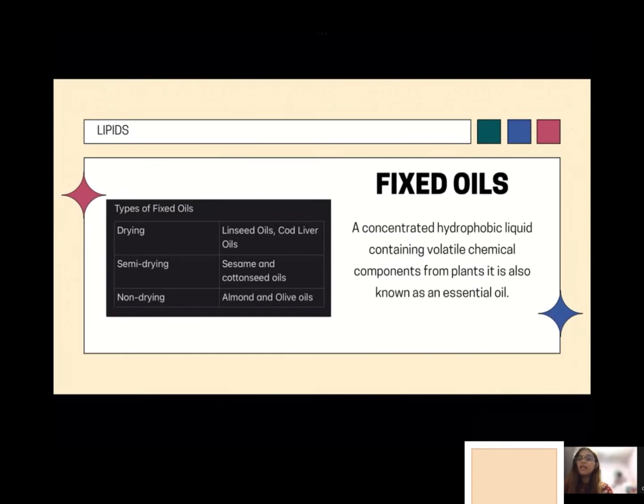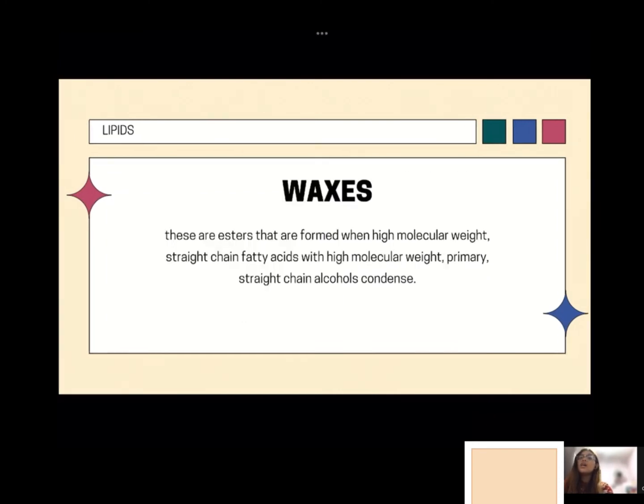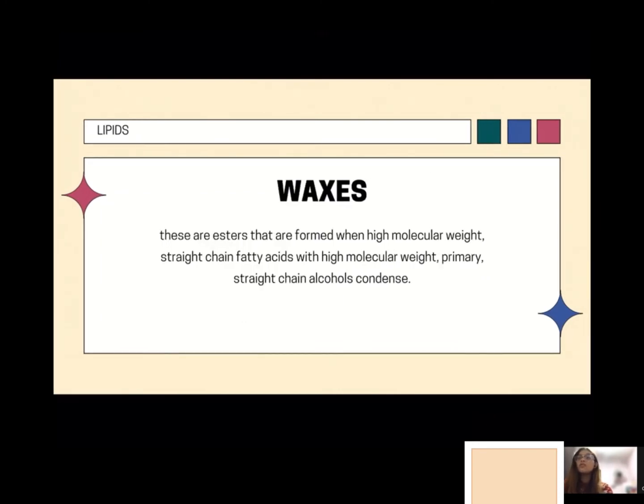So lastly, the last classification is the waxes. Waxes are esters that are formed when high molecular weight straight-chain fatty acids and primary straight-chain alcohols condense. In plants, they can be seen in the epidermal walls of leaves and fruits, which protect the entry and exit of water. They can also be found in our cosmetics and ointments.